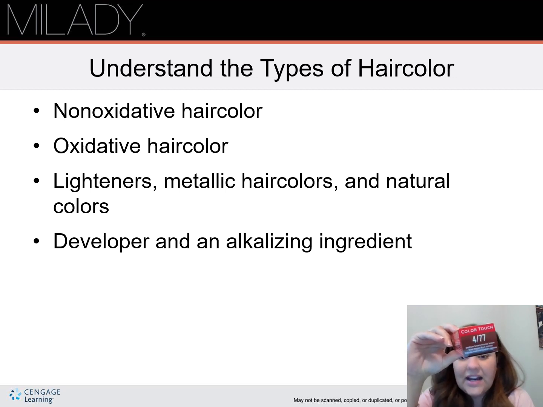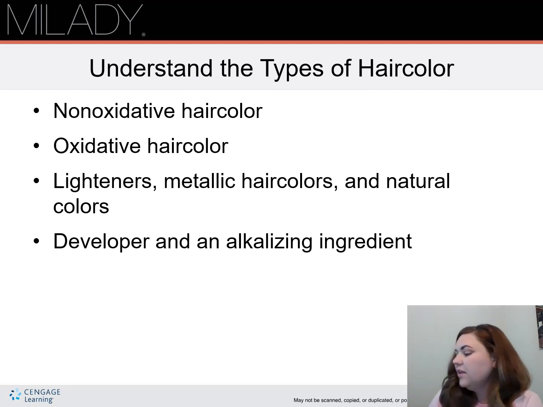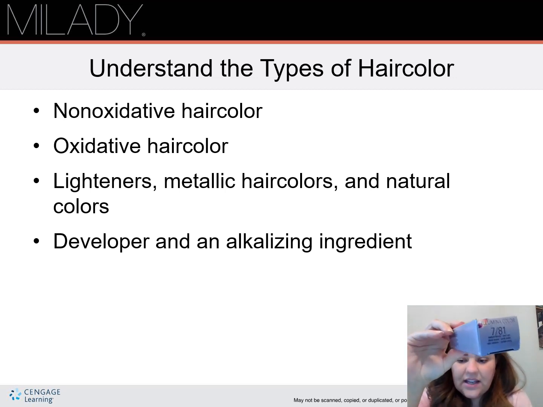Okay. Again, I do not expect you to fully wrap your head around that. We're going to do some exercises in class that is going to help with this. Okay. I'm going to show you guys another one. So this is level 7, and then you see /81. So I know in Wella, 8 is the predominant tone, which is blue, and 1 is the secondary tone, that is ash. So this is a level 7 blue ash.